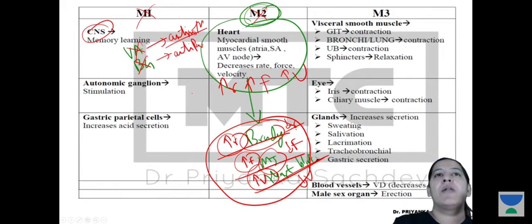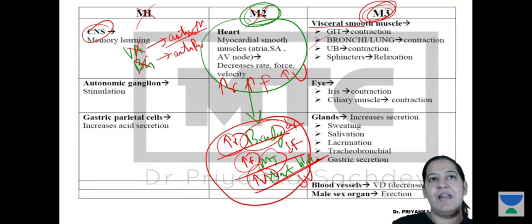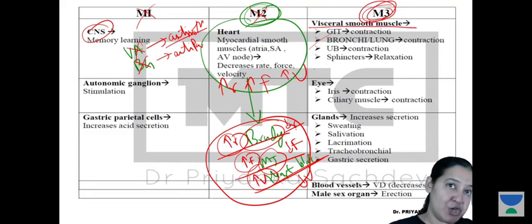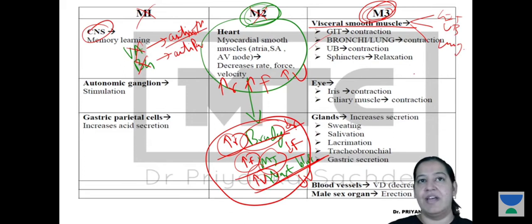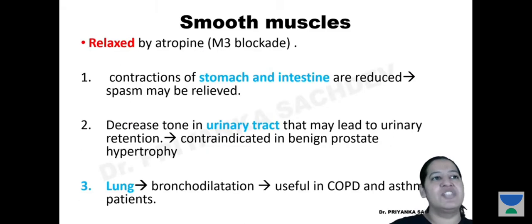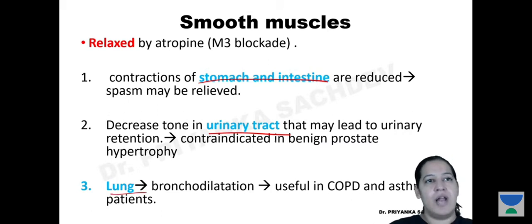So I am coming on M3 receptors. I hope you people are enjoying and you people are with me. M3 receptors: first of all, visceral smooth muscle. I will teach you three organs in visceral smooth muscles. Yesterday also I taught you three organs here: GIT, urinary bladder and lungs. I will teach you all three organs one by one in visceral muscles. So let me start with GIT, then urinary bladder, then lung.